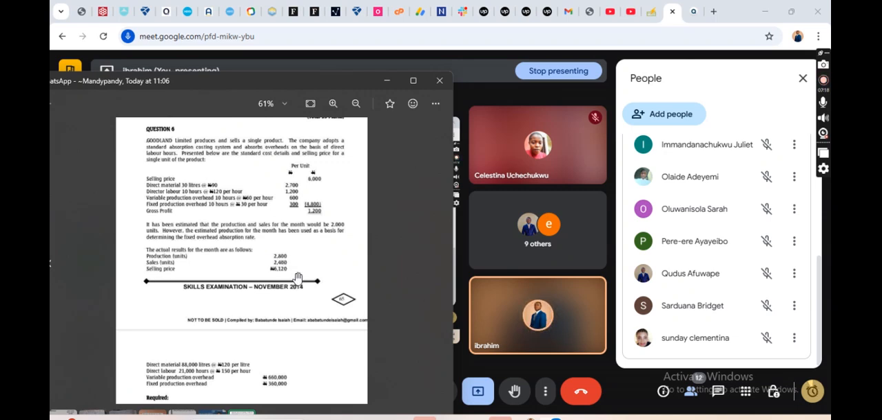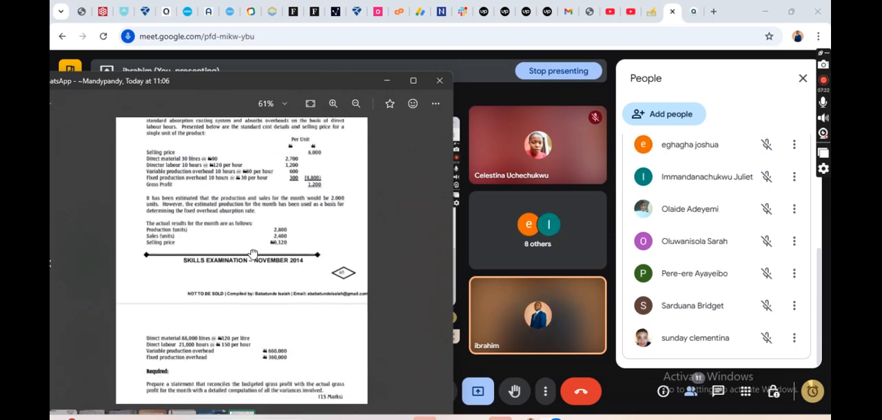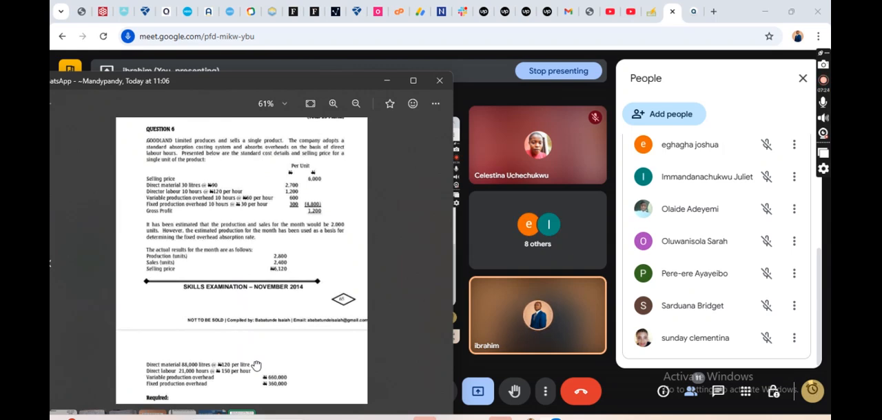You have the actual production, the sales, the selling price, and all is given to us, right? So in this case, we should calculate all the relevant variances. Class, we'll calculate material, labor, variable and fixed overhead, as well as sales, because they are given to us in this question. So we'll start with the material price variance.